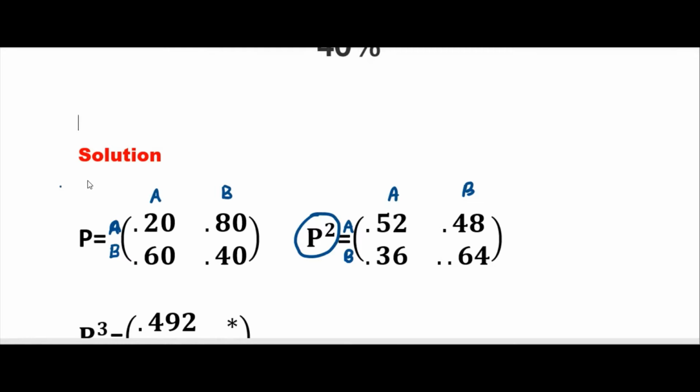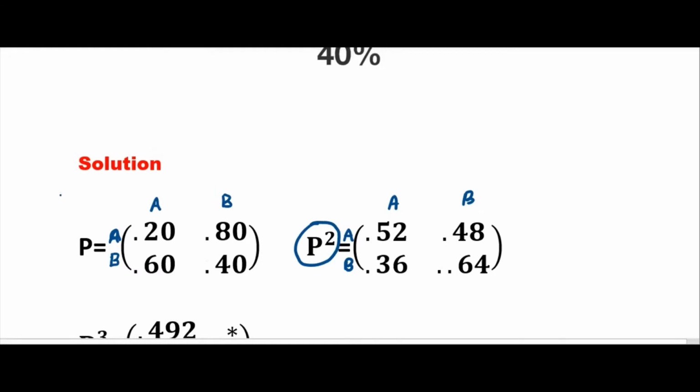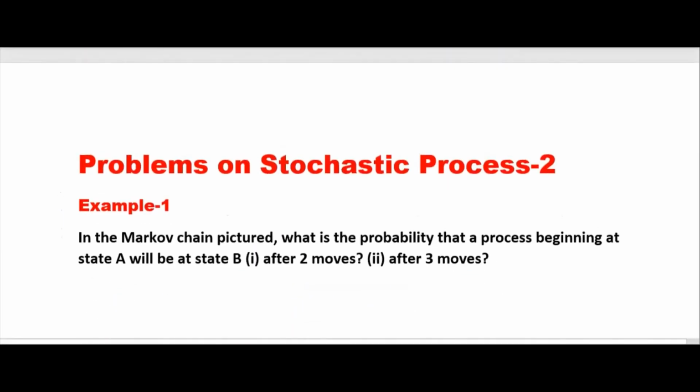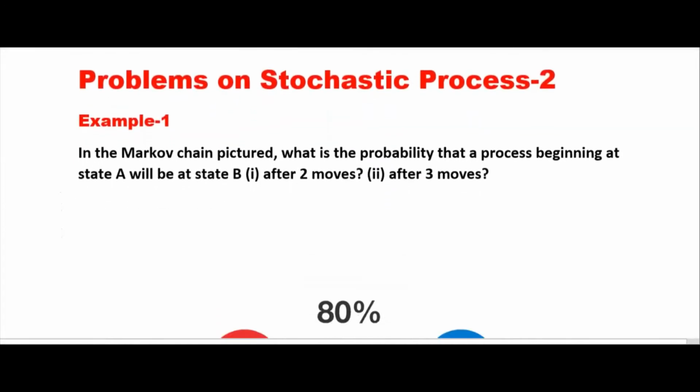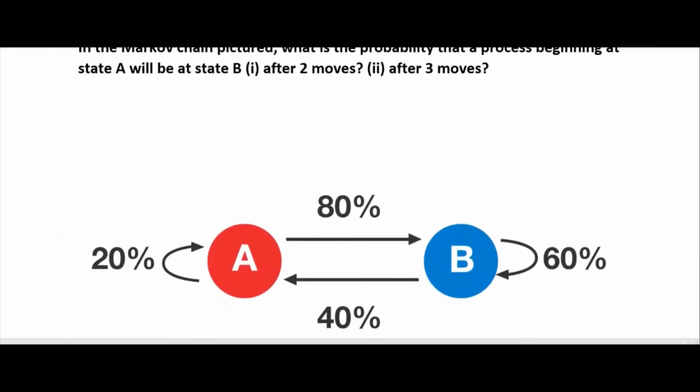0.20, then you have to write this one, then you will get in column 0.20 multiplied by 0.20. Then the second one is 0.80 multiplied by 0.60. Then you will get 0.52. In the diagram, if you see 0.20, 0.20, that means logically if you try to understand, it will be staying in the same state both times. It will recycle twice, 20% into 20%. That is the first one.